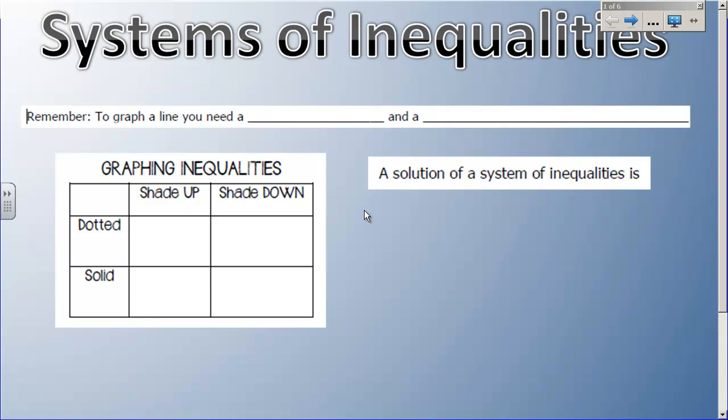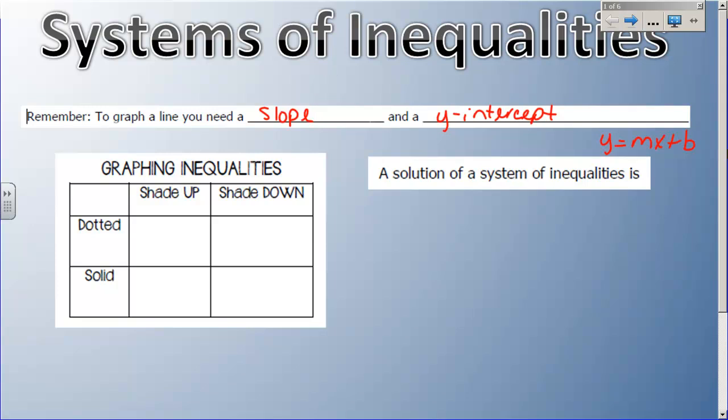So now let's talk about systems of inequalities. We have done inequalities before. We did one where we graphed an inequality and that was it. So let's review a few things first just to make sure we all remember. In order to graph a line you need two things. You have to have the slope and you have to have the y-intercept, which means that in order to graph, your equation needs to be in this form, y equals mx plus b, because that's slope-intercept form, and m is the slope and b is the y-intercept.